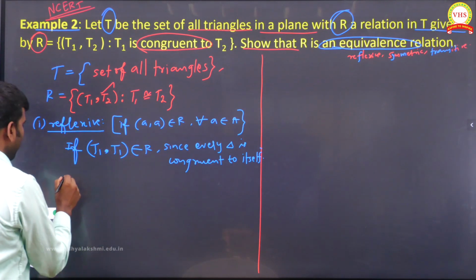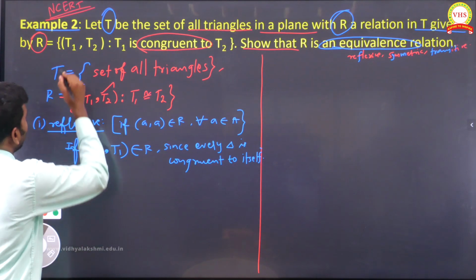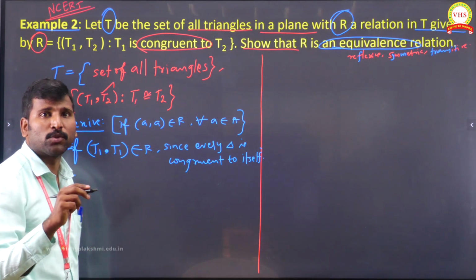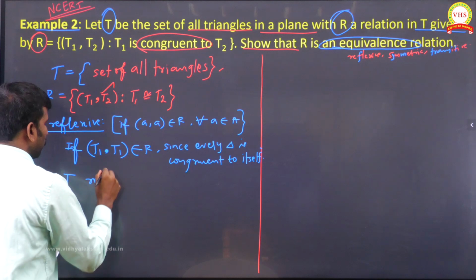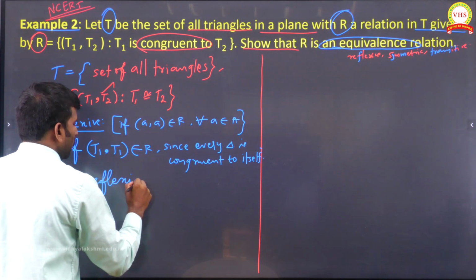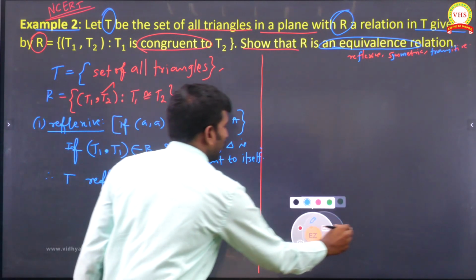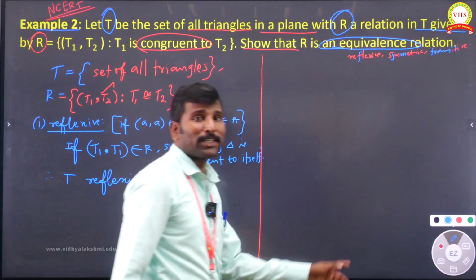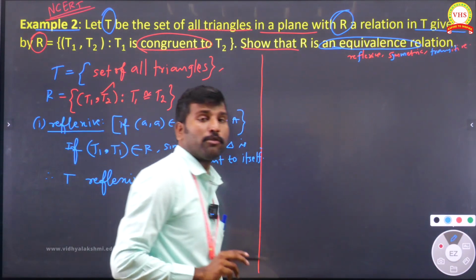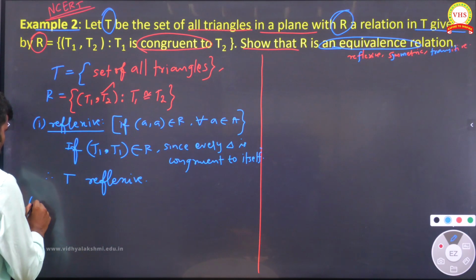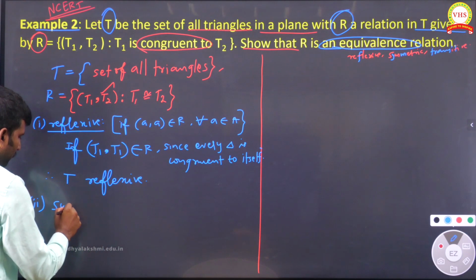If it is satisfied, what can we say? Therefore, T is what, Raja? Reflexive. T is reflexive. That's it. Okay. Next topic, what will go? After the reflexive, symmetric you should check. So second, we will take symmetric.